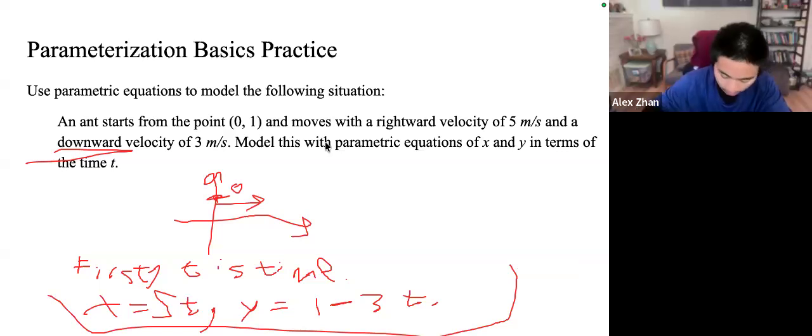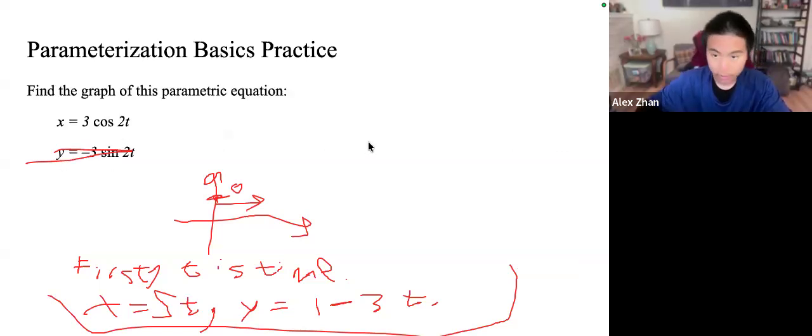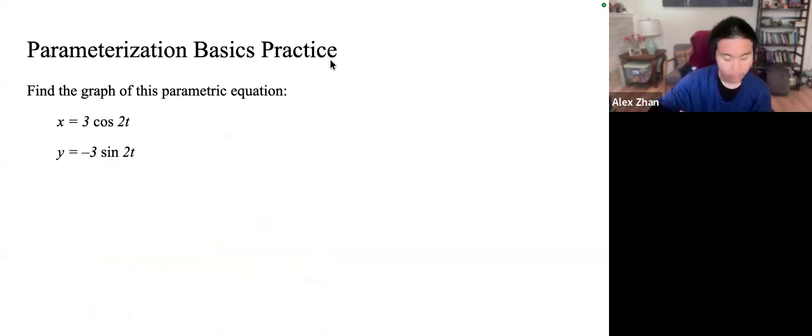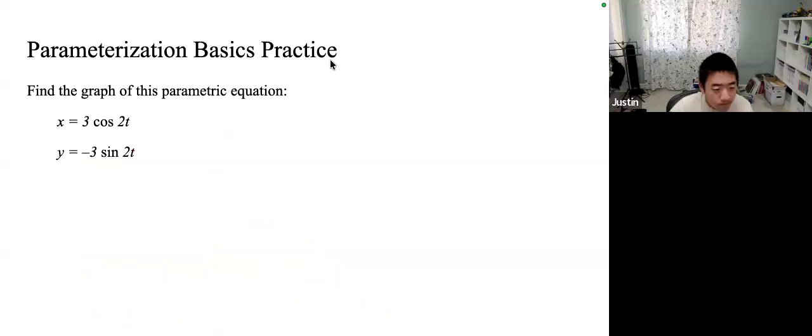Yep, okay. Then we will go on to the next problem. This one is going to be trigonometric, and Justin will present this one. Try to work on this for maybe 1 or 2 minutes, and then we can go over the solution.